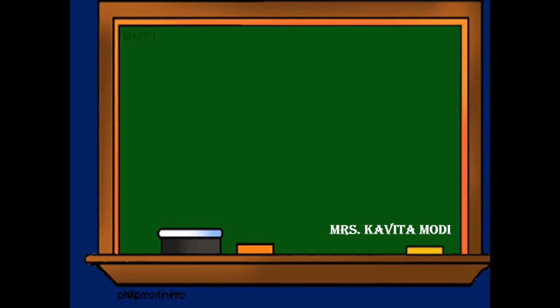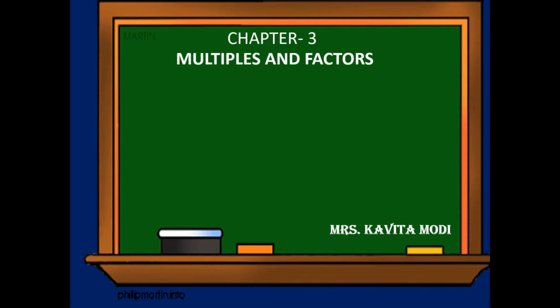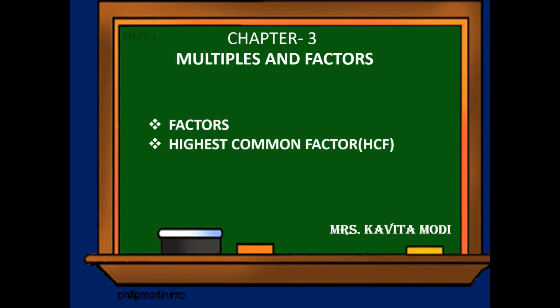Today we are going to continue chapter 3, multiples and factors. In this chapter our topics are factors, highest common factor and some examples. In our previous video we already learned what factors are. Let's solve some more questions to understand factors in a better way.